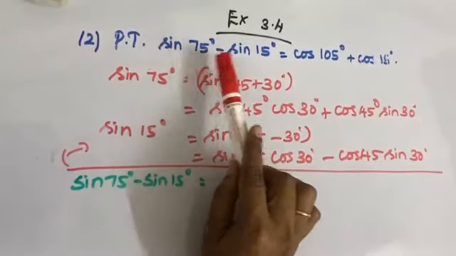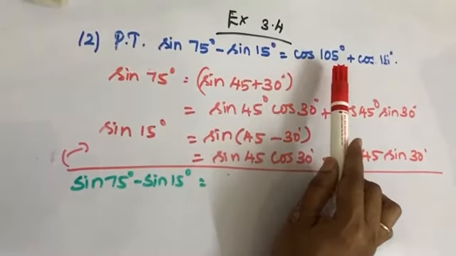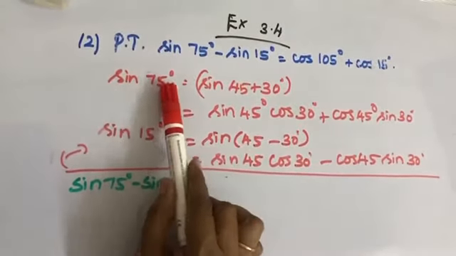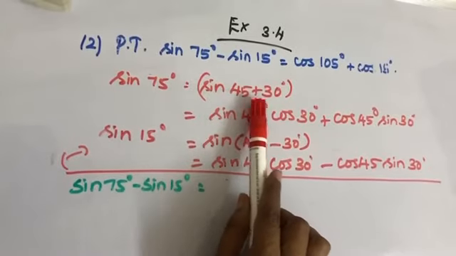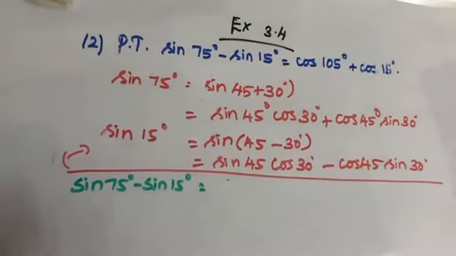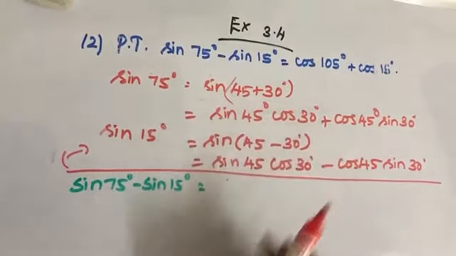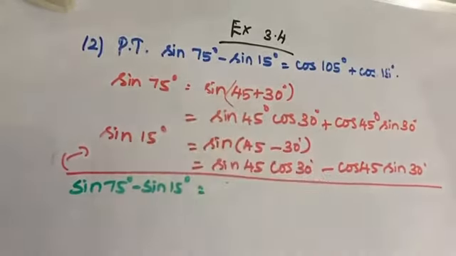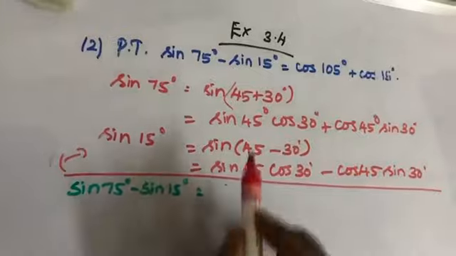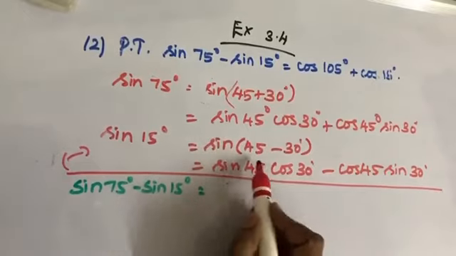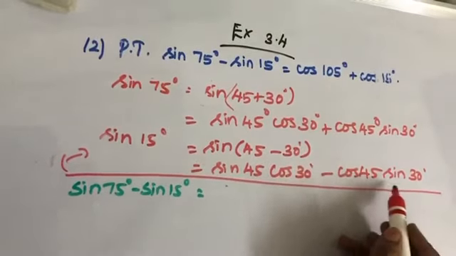Prove that sin 75 minus sin 15 degree is equal to cos 105 plus cos 15 degree. First, we take this sin 75. Sin 75 can be written as sin(45 plus 30). That is sin(A plus B), and the formula is sin A cos B plus cos A sin B. So, sin 45 cos 30 plus cos 45 sin 30. Sin 15 is equal to sin(45 minus 30). That is sin A cos B minus cos A sin B: sin 45 cos 30 minus cos 45 sin 30.